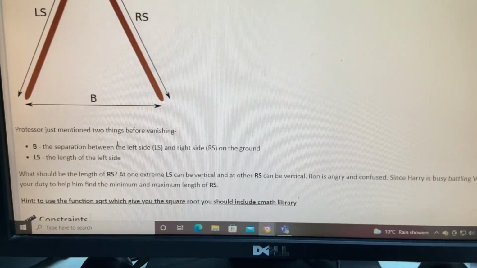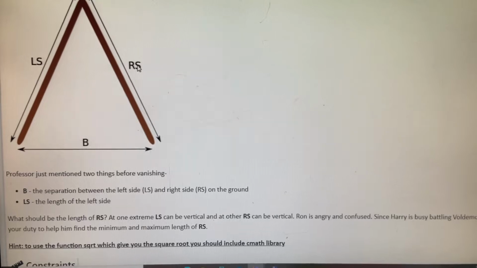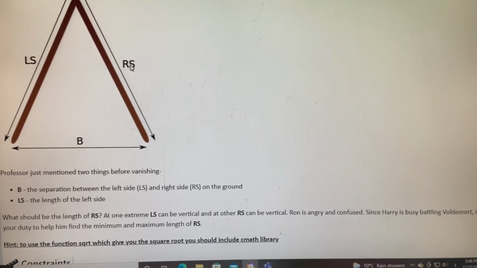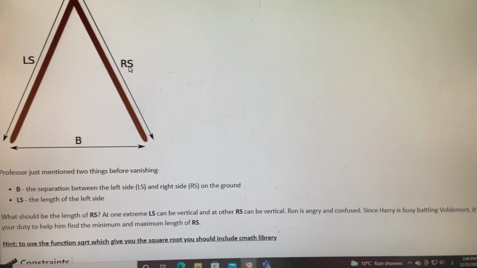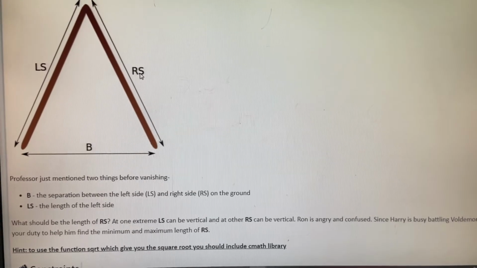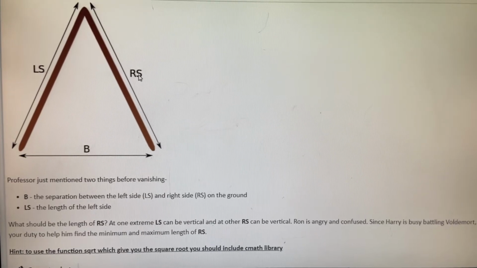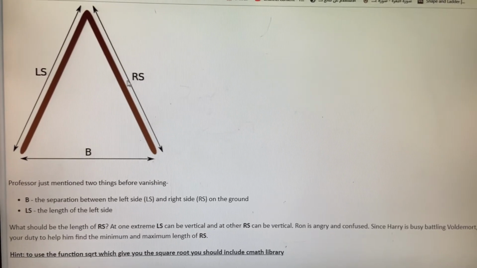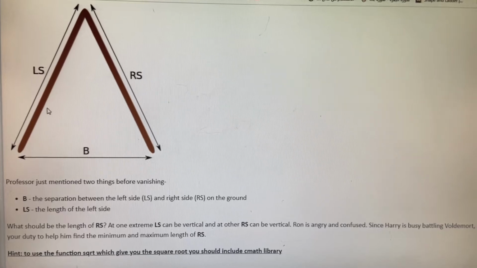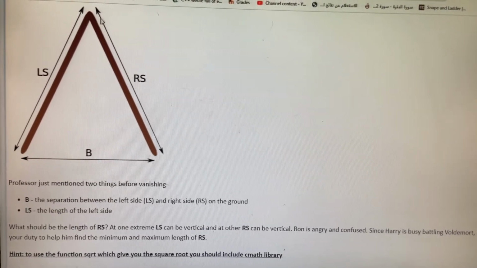So the problem asks us to find the length of the right side. Now we don't actually have one value for the right side. Instead we have two values for this side, and these two values depend on the shape of the triangle that will result while we move the angle of the triangle, or when we change the shape of the ladder. Let's continue reading the task.